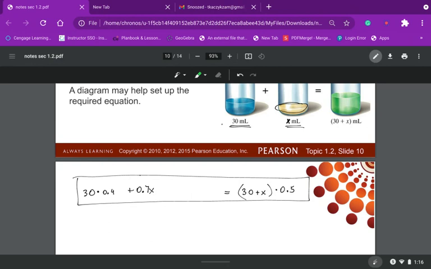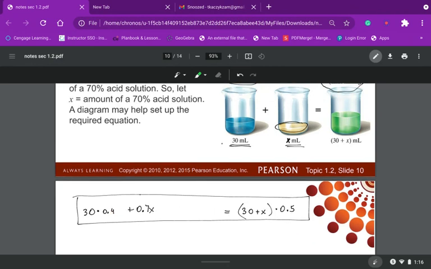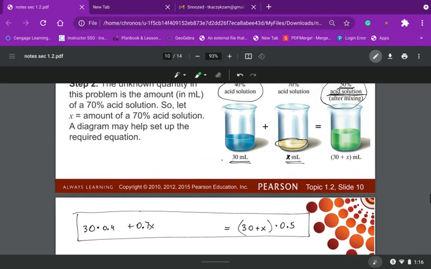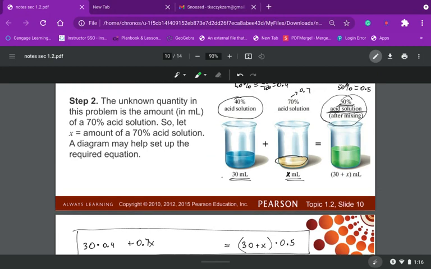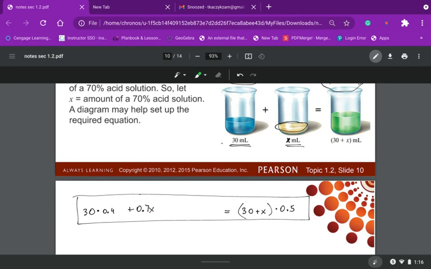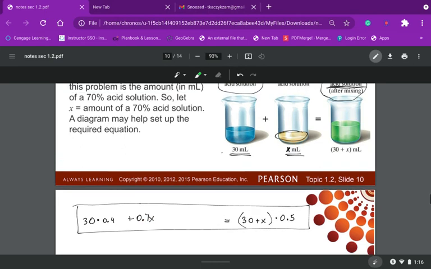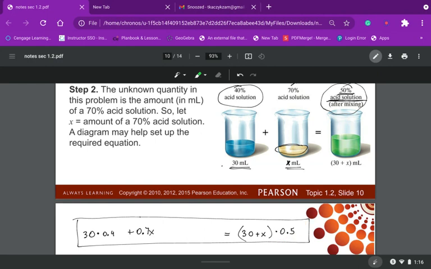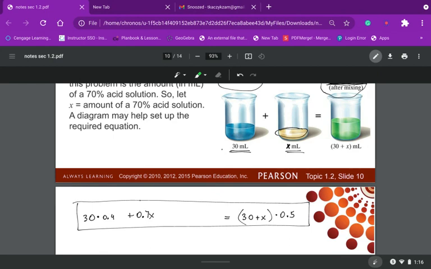So to calculate the acid amount of the first solution, 40% times the amount which I have here, which is 30. The amount of acid from the second solution, this one has 70%, which is 0.7 times the amount which I'm going to mix. And our brand new solution has to have 50% of acid. So 50%, which is 0.5, multiplied by the total amount, which is 30 plus x. So again, this equation stands for amount of acid.